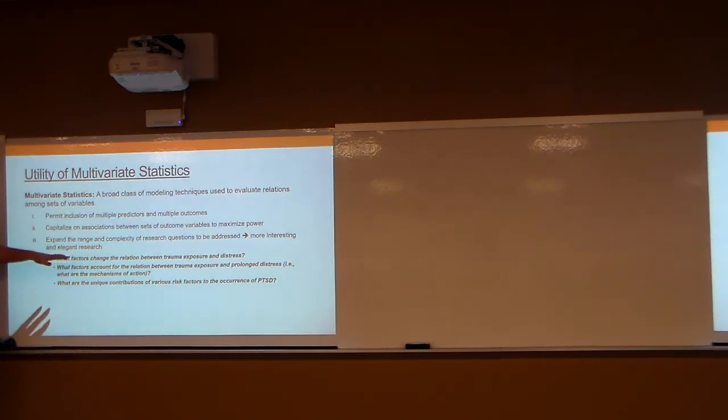But if this is my question, what factors change the relation between trauma exposure and distress? What type of question? Does anybody know what type of question we're asking here? Moderator. One of them. Maybe one of them. We're talking about a moderation question, right? I've got a relation between X and Y. What's a third variable that starts to change the nature of that relation? Strength and direction of that, right?